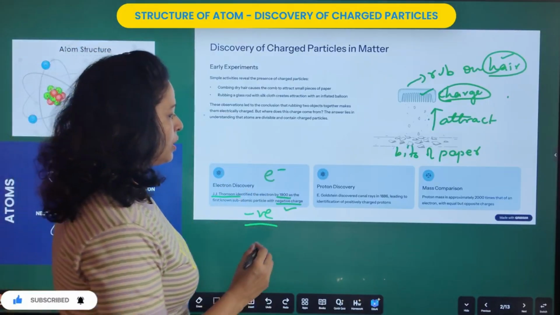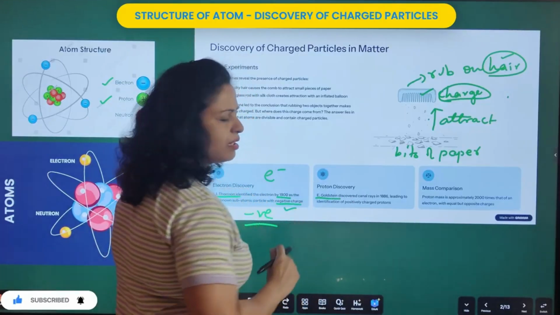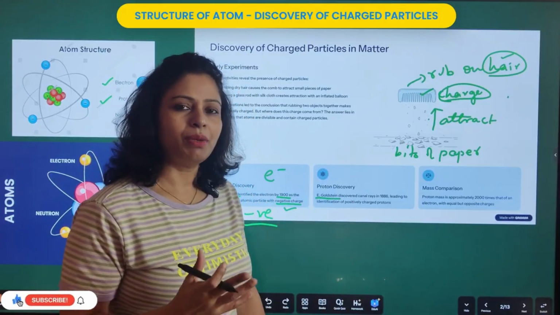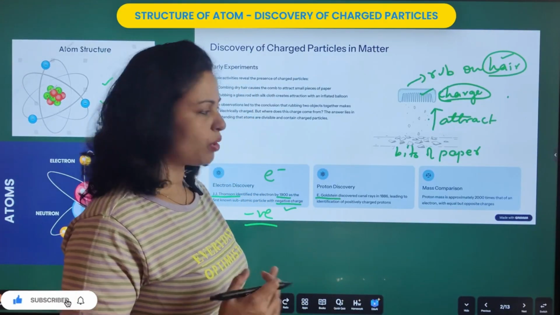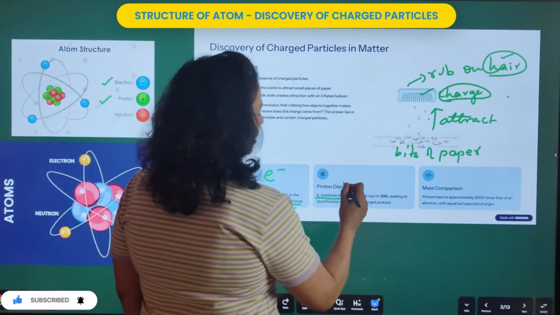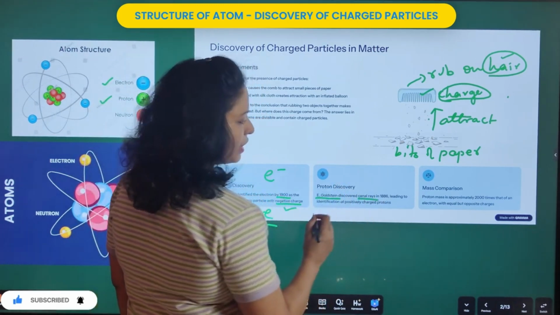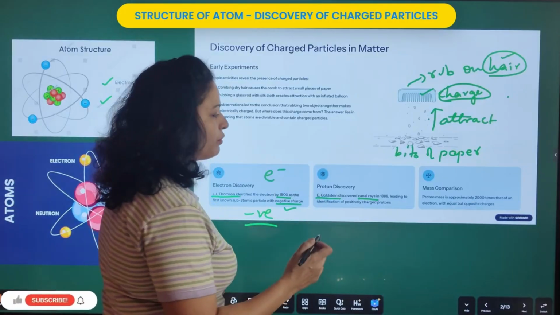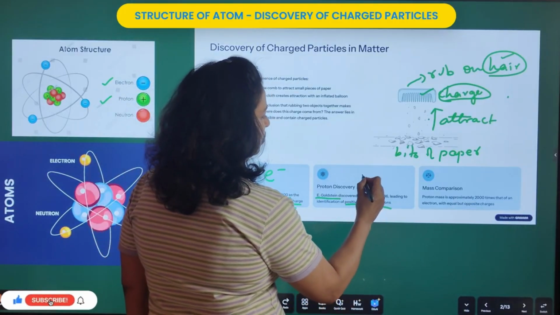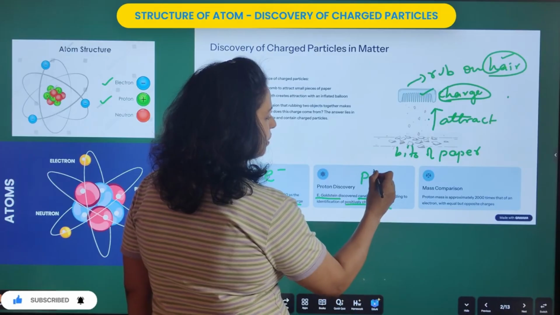And the proton was discovered by E. Goldstein in an experiment. Those experiment explanations are not in your syllabus, so I'm not explaining that. Goldstein discovered canal rays, which consist of positively charged protons. So these are protons, which are positively charged.